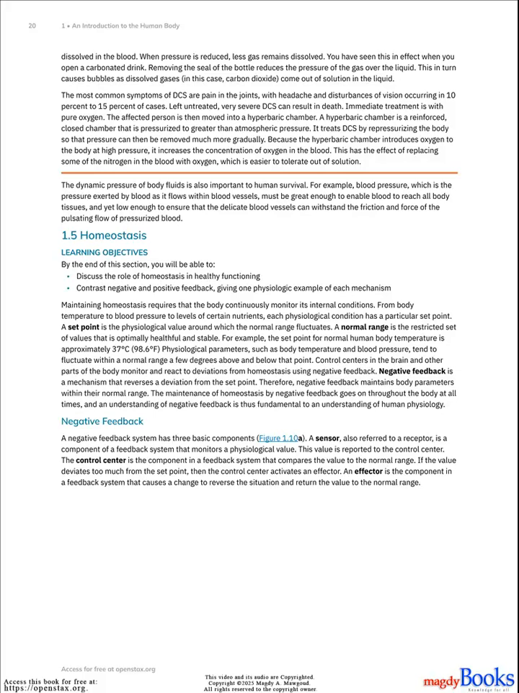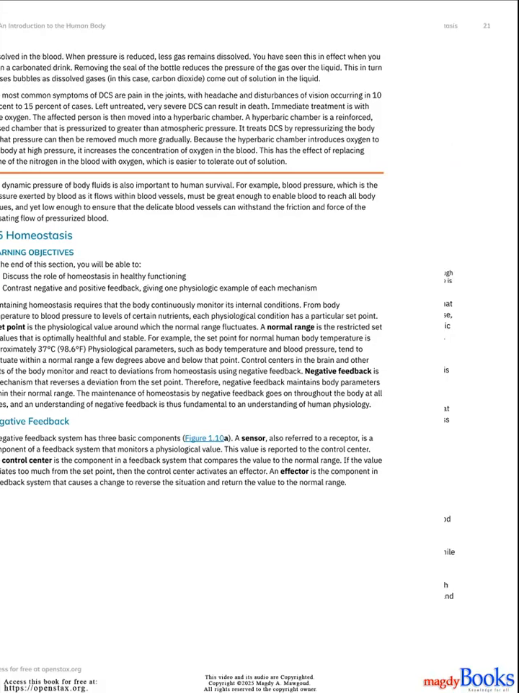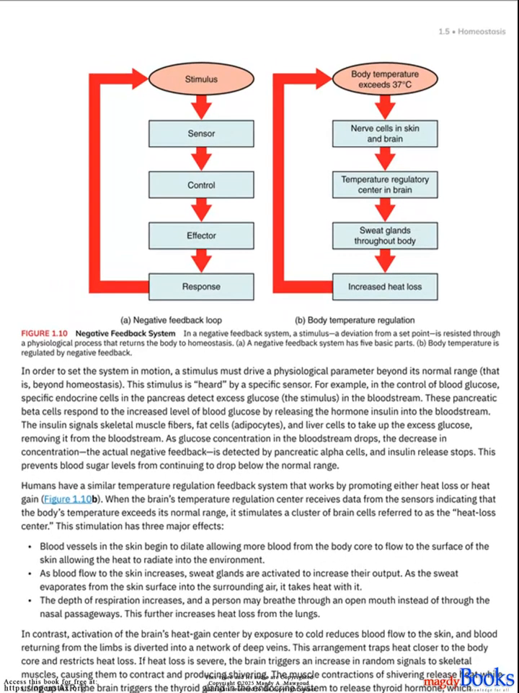The control center is the component in a feedback system that compares the value to the normal range. If the value deviates too much from the set point, then the control center activates an effector. An effector is the component in a feedback system that causes a change to reverse the situation and return the value to the normal range. Figure 1.10, Negative feedback system. In a negative feedback system, a stimulus, a deviation from a set point, is resisted through a physiological process that returns the body to homeostasis.